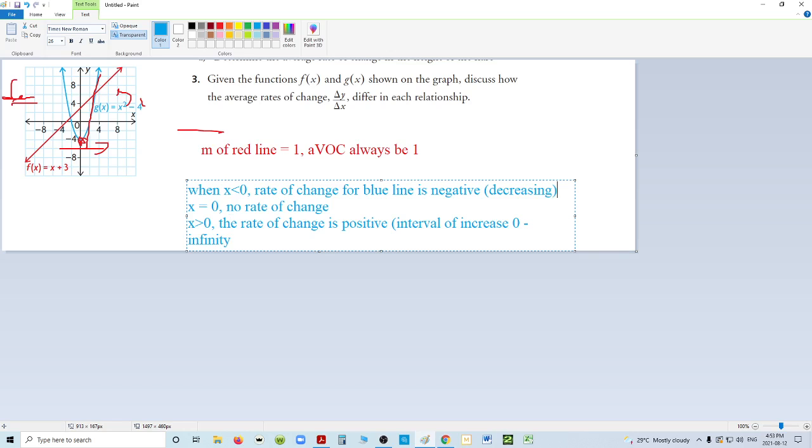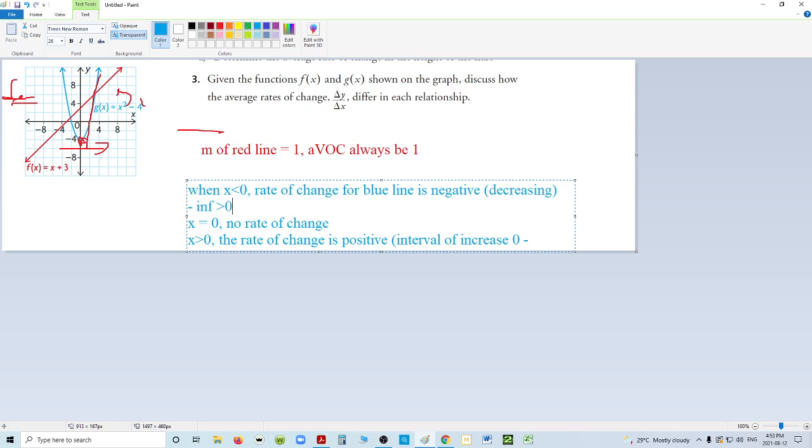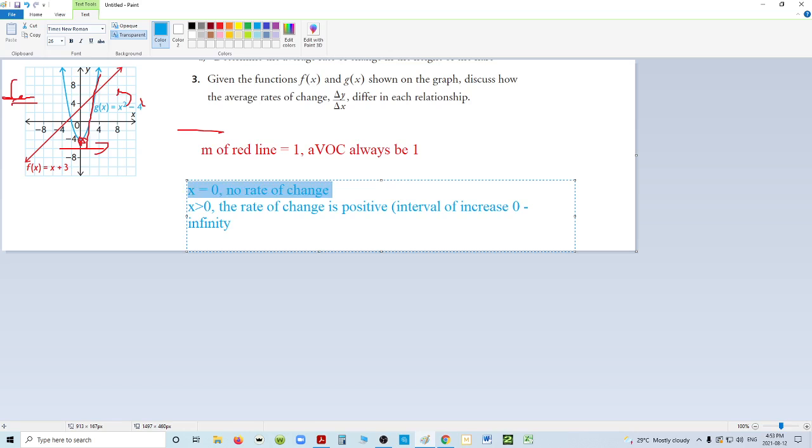That first one would be from negative infinity all the way to 0, but not including 0, when x is smaller than 0. So that's an interesting thing to distinguish, that at the vertex suddenly the rate of change changes.